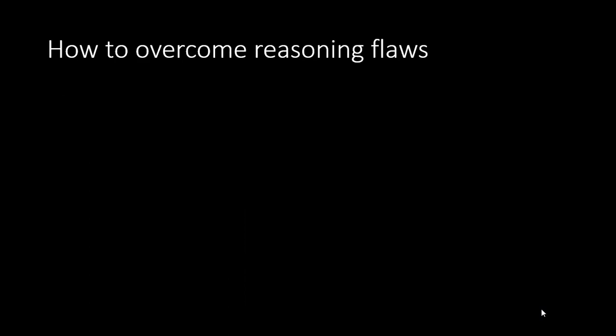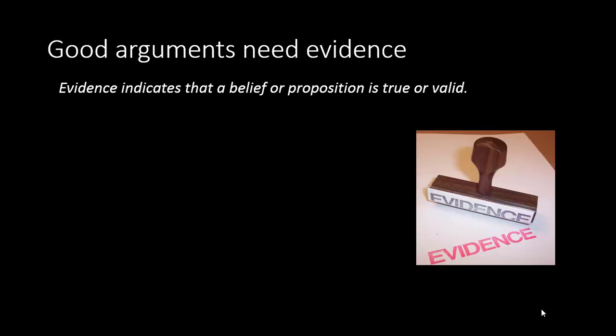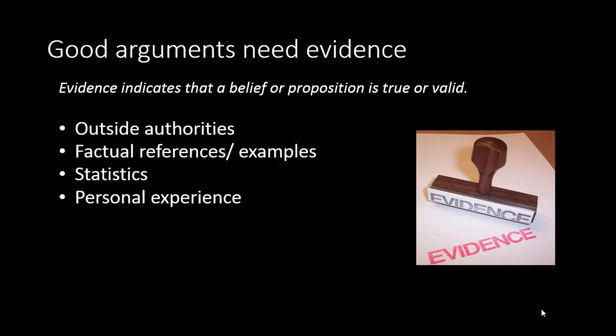Okay, a few general comments here. How do you overcome reasoning flaws? First is critical thinking. If you think hard about an argument, you will see flaws in it, possibly. The other way is evidence. Evidence indicates a belief or a proposition is true or valid. Different types of evidence. The first three are probably more effective than personal experience, but personal experience is also a form of evidence.